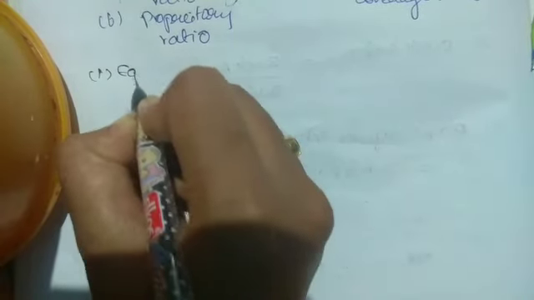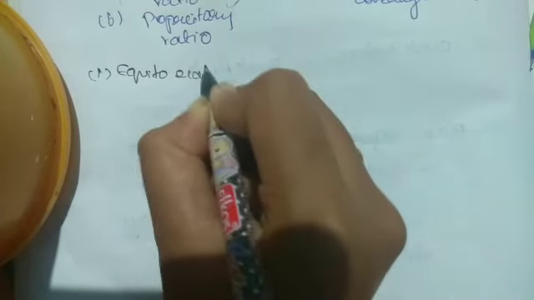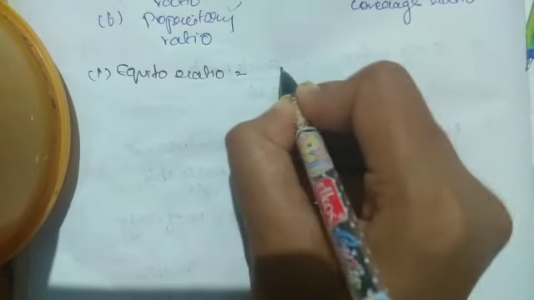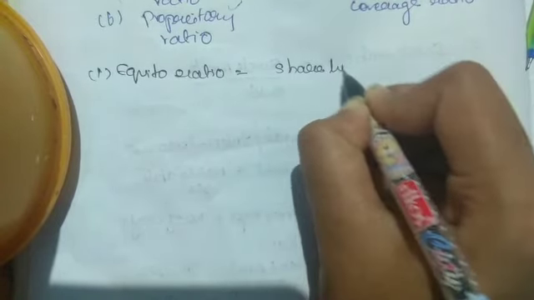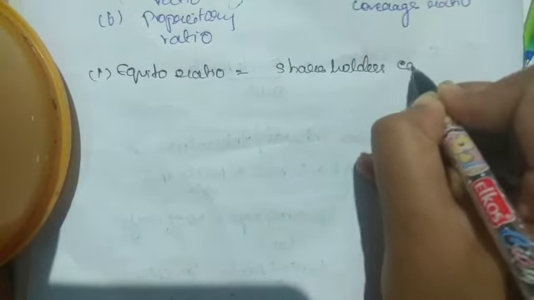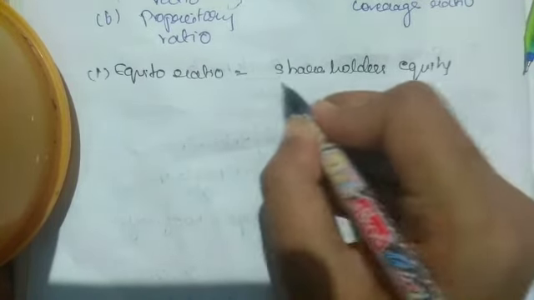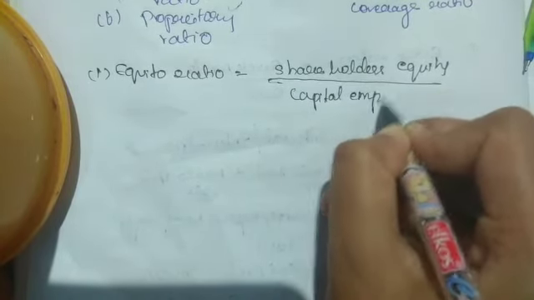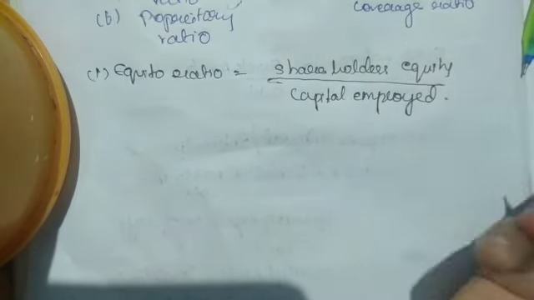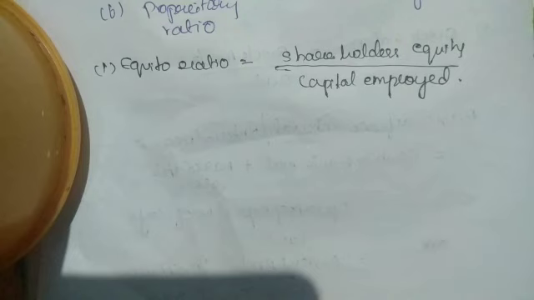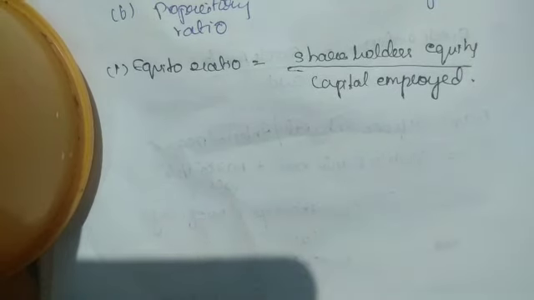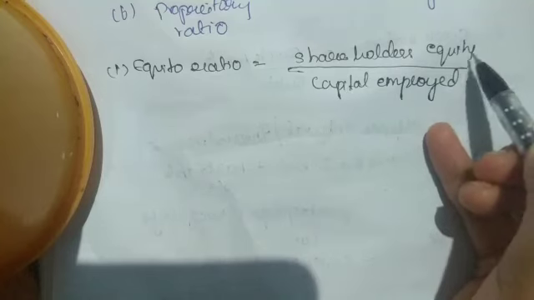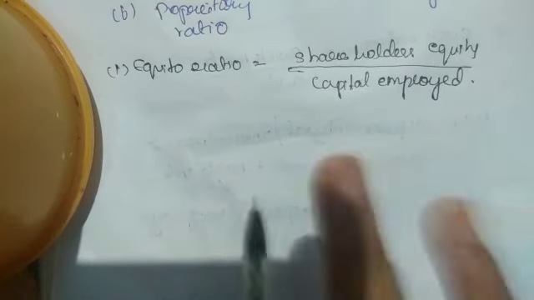First one is equity ratio. Equity ratio is equal to shareholders' equity divided by capital employed. This ratio indicates the proportion of the owner's fund to the total invested funds in the company. It is also said that the higher the shareholders' equity proportion, the lower will be the risk.